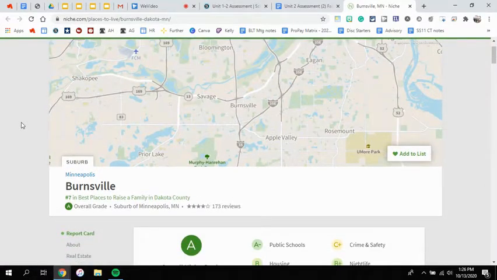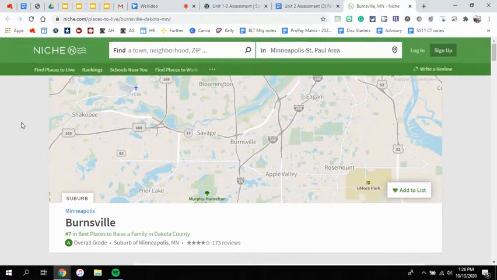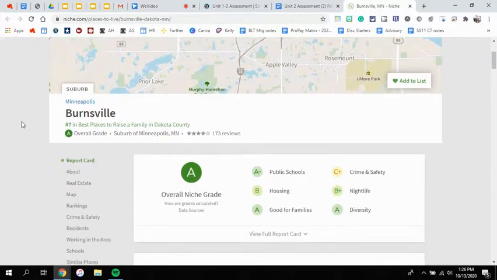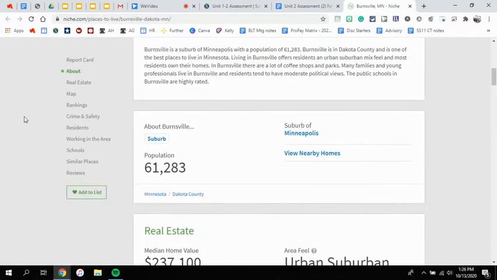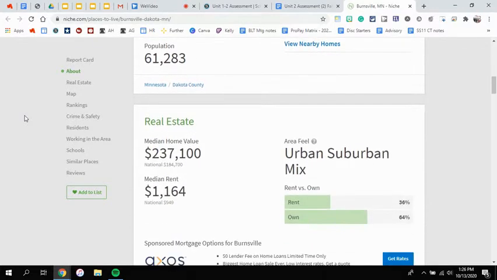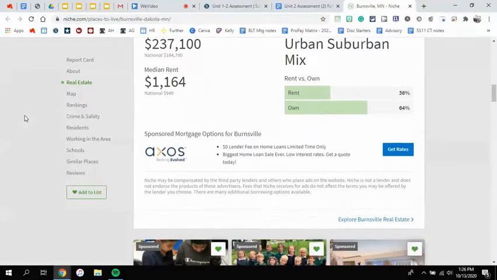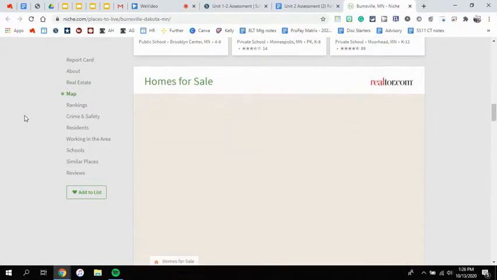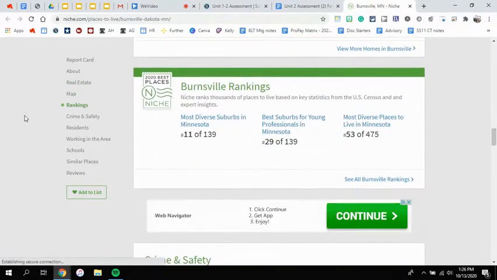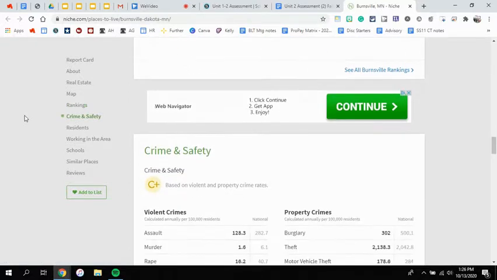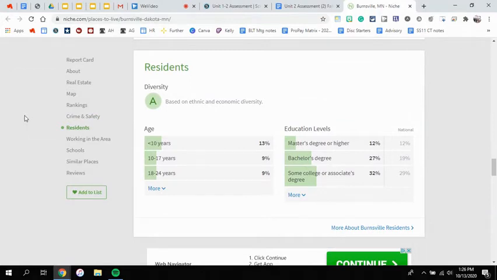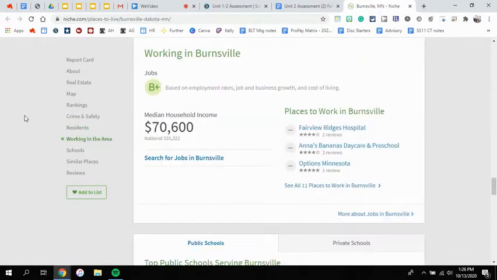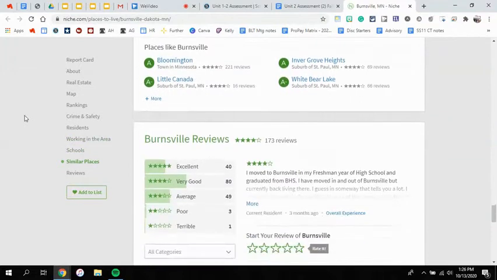So this is a review of Burnsville. What you're seeing here is a map of Burnsville. You see an overall grade. And then as you scroll, you'll see information about the city. So the population, they'll get into real estate. They will tell you about a lot of ads in here. They will tell you about rankings of different kinds, crime and safety. They'll talk about ethnicity and economic diversity, work. We just keep going. There's all kinds of stuff.